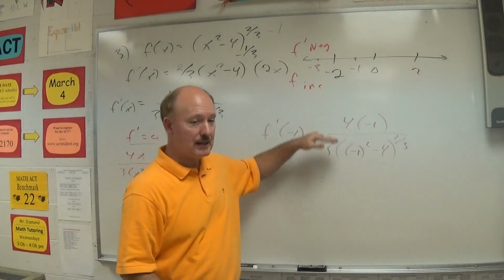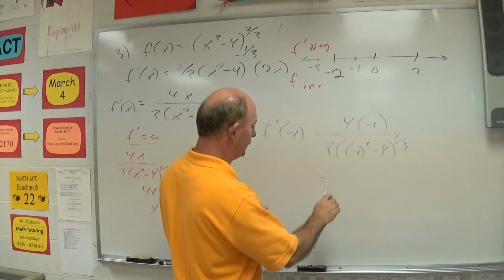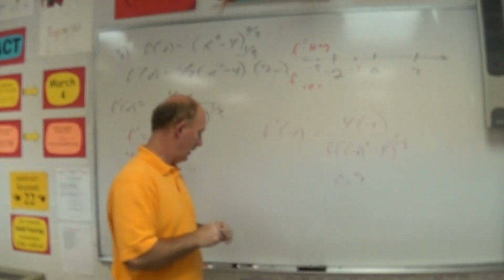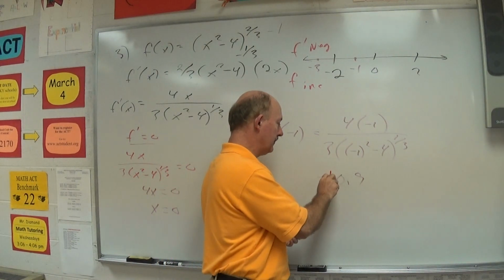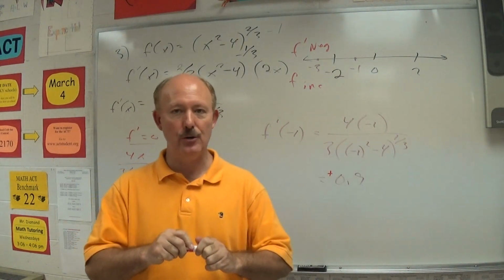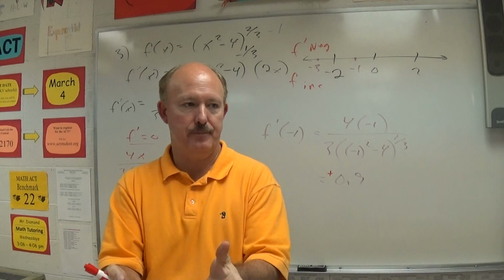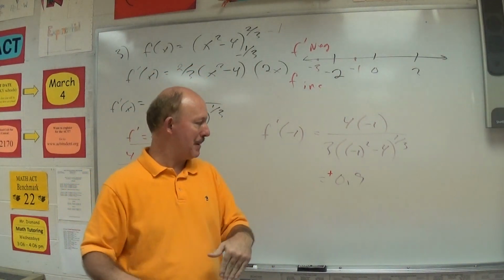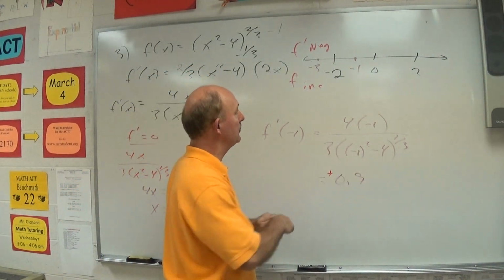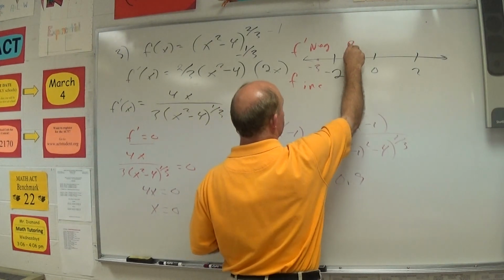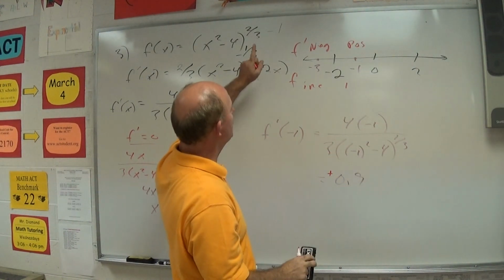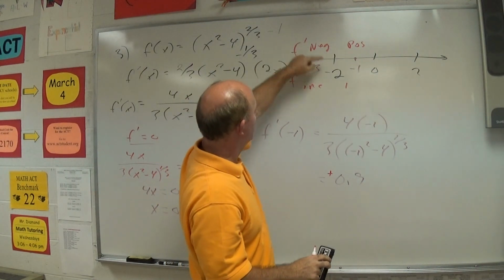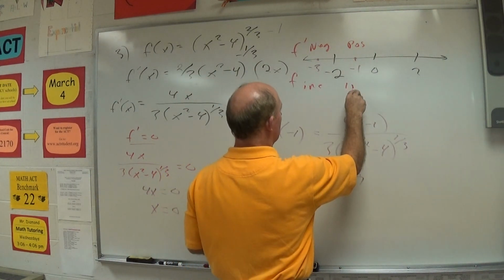Now, once again, to save time, I've already calculated this. I got 0.9. Remember, that's a positive 0.9. The only thing that really matters is that the number is positive. The number itself doesn't matter. So the number is positive, that tells us that the derivative is positive, and the graph, actually, let me change this now. So this is positive, so the graph is going to be increasing.